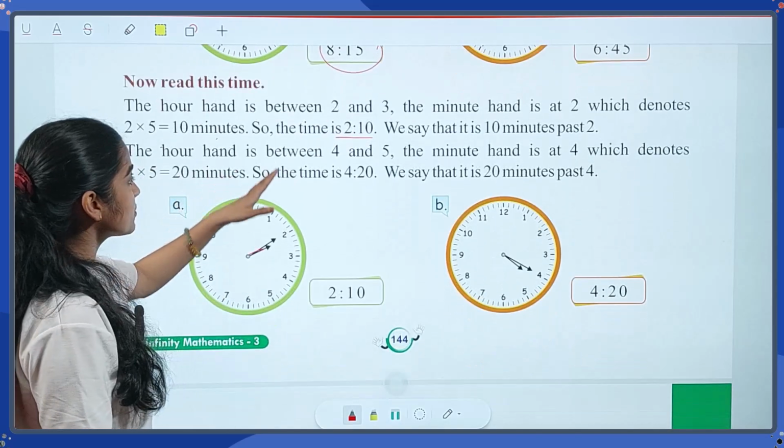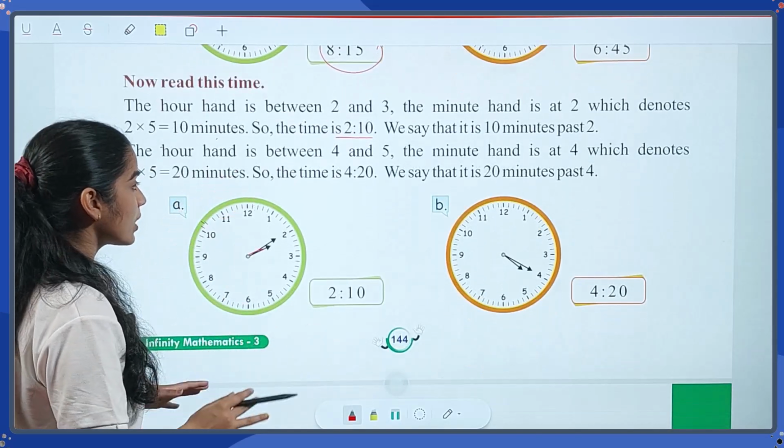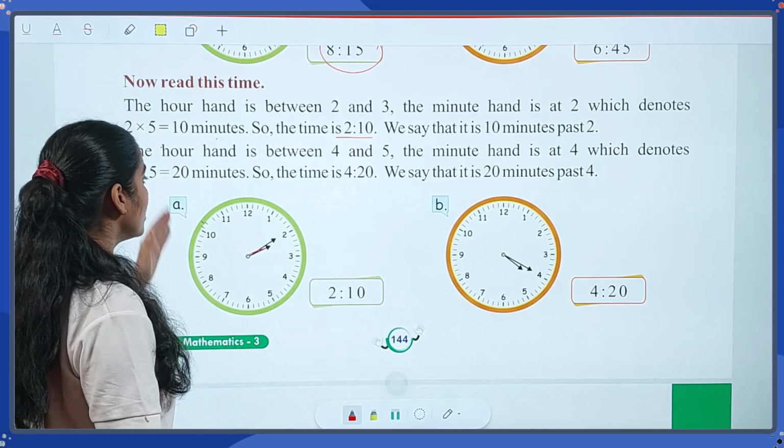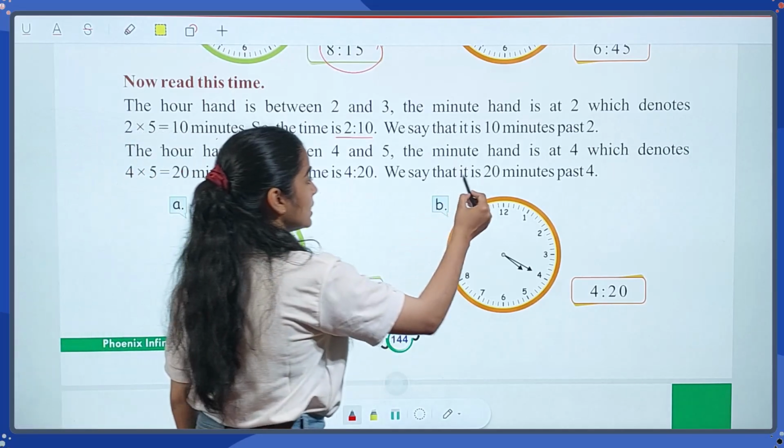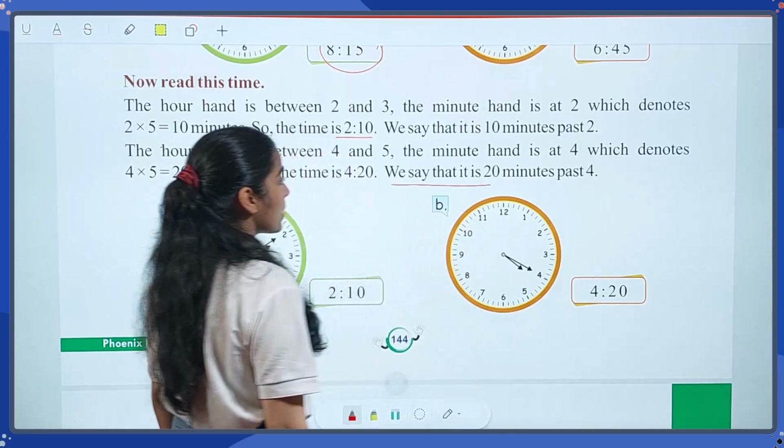Now the hour hand is between 4 and 5. The minute hand is at 4, which denotes 4 multiplied by 5, which is 20 minutes. We say that it is 20 minutes past 4.